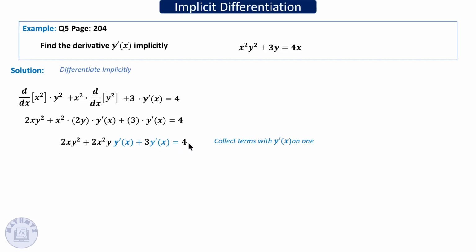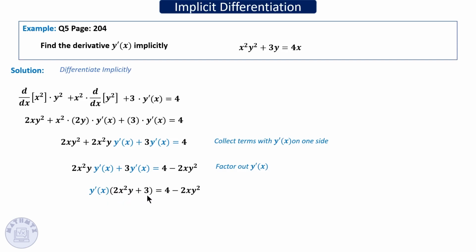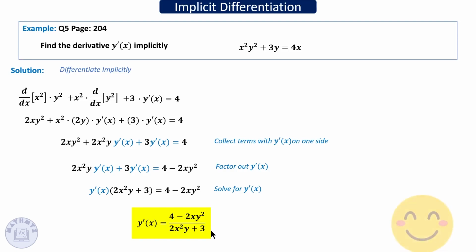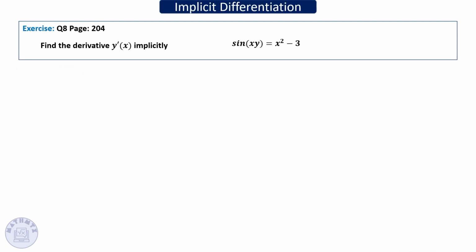Now let's collect y prime on one side of the equation. So any term that doesn't include y prime, move it to the other side. And you'll be left with these two terms. On the other side we have 4 minus 2xy prime. Now take y prime as a common factor. You'll be left with 2x squared y plus 3. And to isolate y prime, we need to divide over this bracket here. So y prime, or the derivative, will be equal to this expression. And that's it.